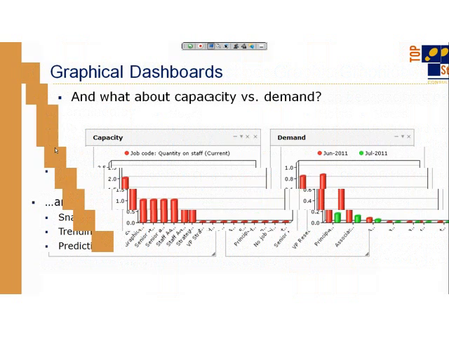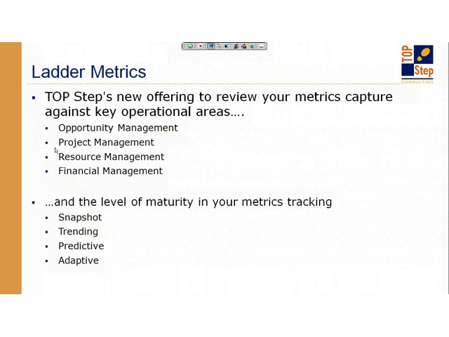And because of that, TopStep actually has identified a new offering based on our use of dashboards and working with the user community. There's a real need out there to identify what are the best metrics that we can get out of the OpenAir system. And there's really 4 major areas: operational management, project management, resource management, and financial management. And in each of those areas, there's levels of maturity based on the types of metrics.